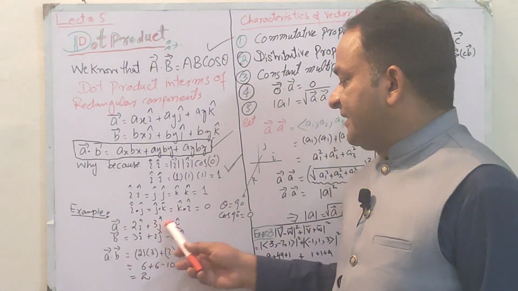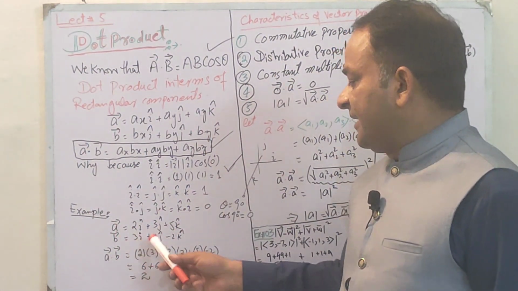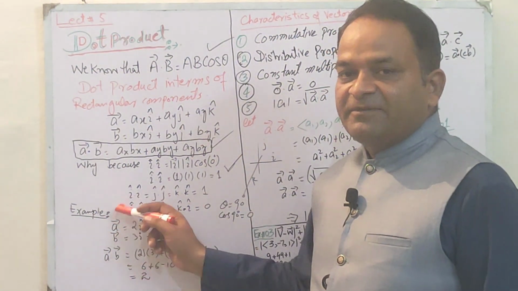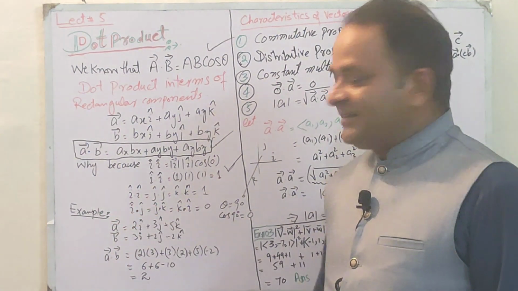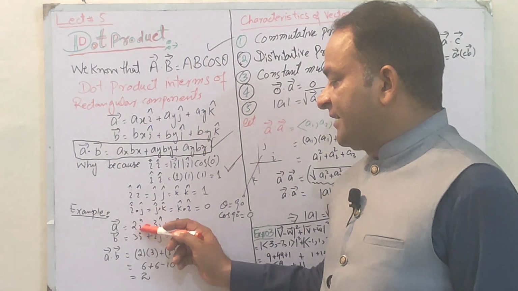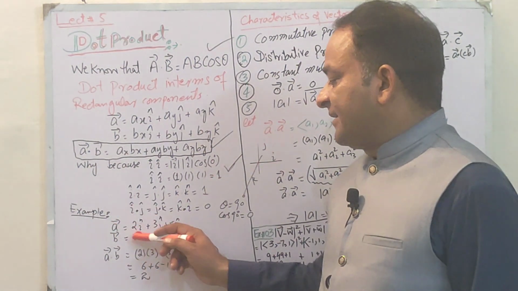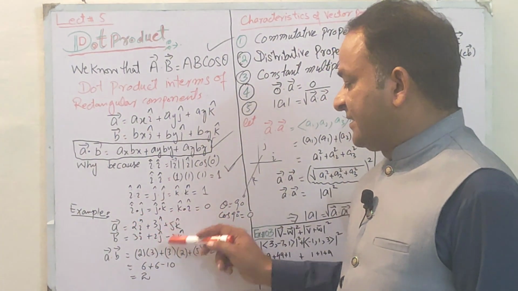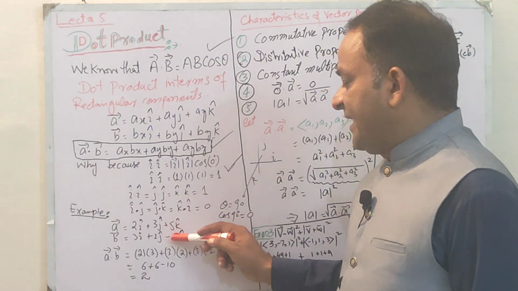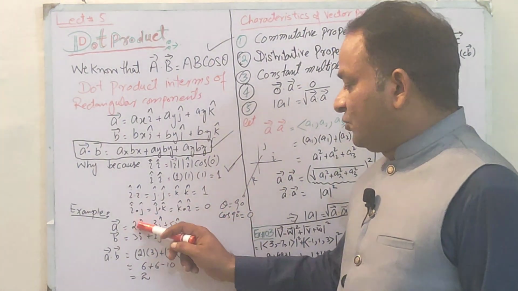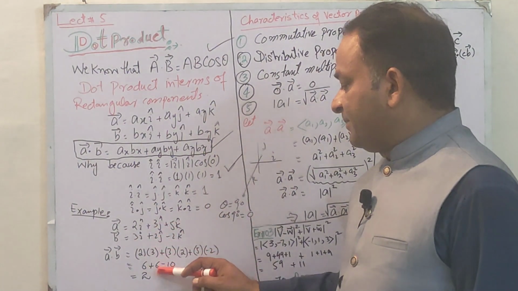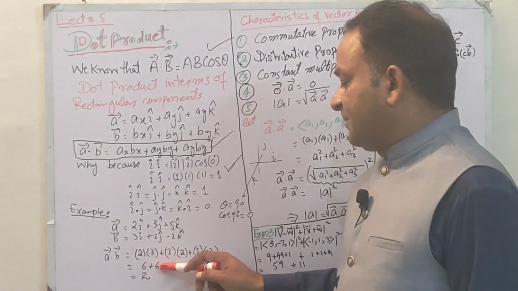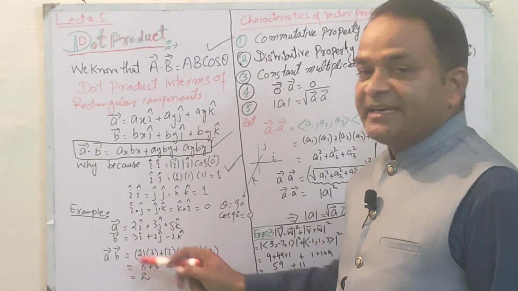Example: this is vector a, 2i plus 3j plus 5k, and vector b, 3i plus 2j minus 2k. I want to take the dot product of vectors a and b. It is very simple and easy. You just multiply the coefficient of i of vector a and the coefficient of i of vector b. So 2 times 3 is 6, 3 times 2 is plus 6, 5 times minus 2 is minus 10. So 6 plus 6 is 12, 12 minus 10, you will get 2.